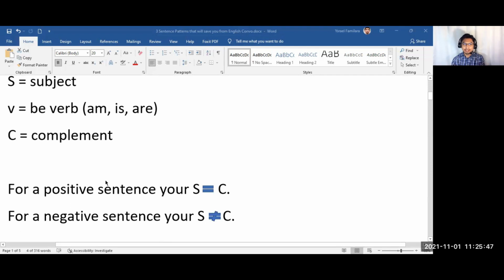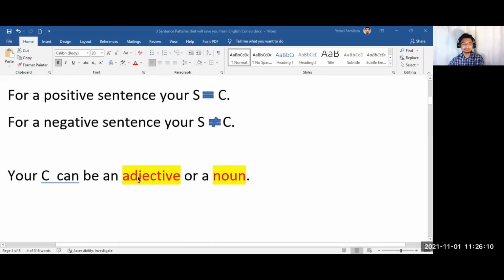Okay. There is a possibility that your sentence will be positive. So in this case, your subject will be equal to your complement. In the event you're using a negative sentence, your subject will not be equal to your complement. So paano nga ba to? Let's see in the following examples.